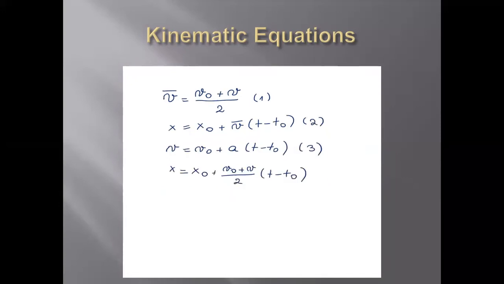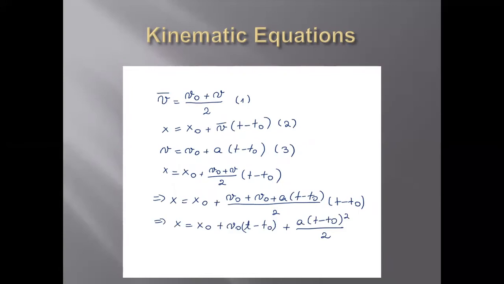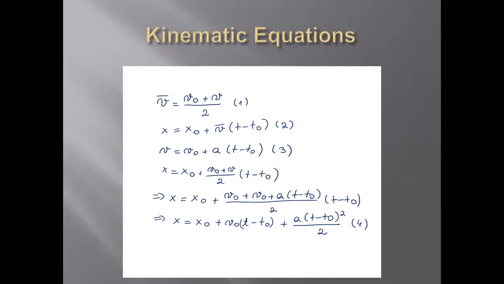Going back to the position x and replacing the average velocity by its expression, we can further replace equation 3 into it. We obtain a rather long equation. However, this can be written in a prettier form by splitting it into distinct terms with position, velocity, and acceleration. Then we obtain the following equation, which is exactly the fourth kinematic equation we are looking for. Note that this relates position and time and acceleration. And now, this is equation 4.